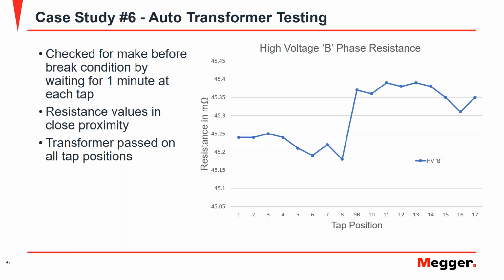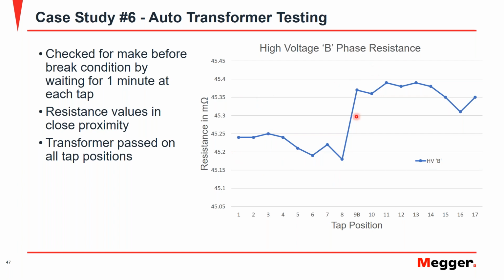After we made winding resistance measurements, we also checked for the make before break condition of the tap changer. And while we were changing taps, we monitored the make before break circuit. And once we landed on a particular tap, we waited for a minute for the readings to stabilize. And what we saw was that the readings were in close proximity of each other, and the transformer passed on all tap positions for resistance. So if you look at the right side of your screen here, you can see that this may not be a very typical graph for how resistance varies with tap positions.